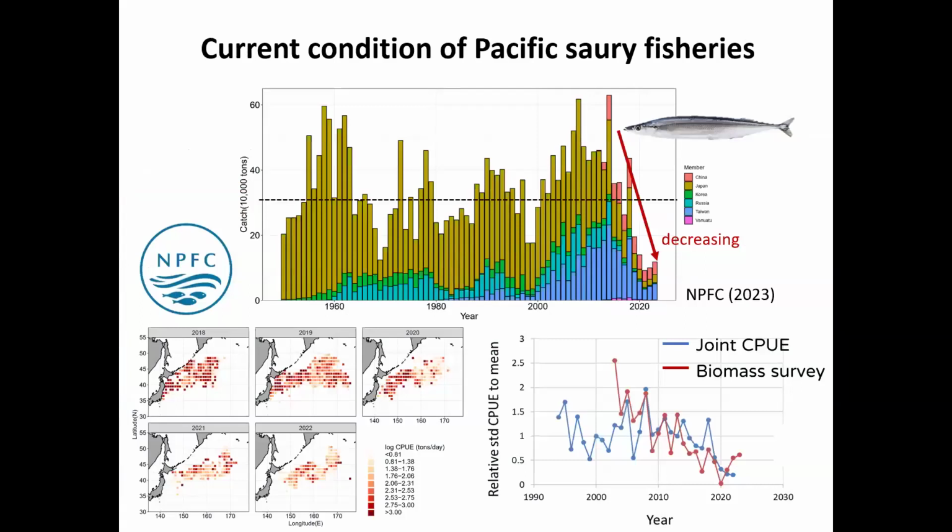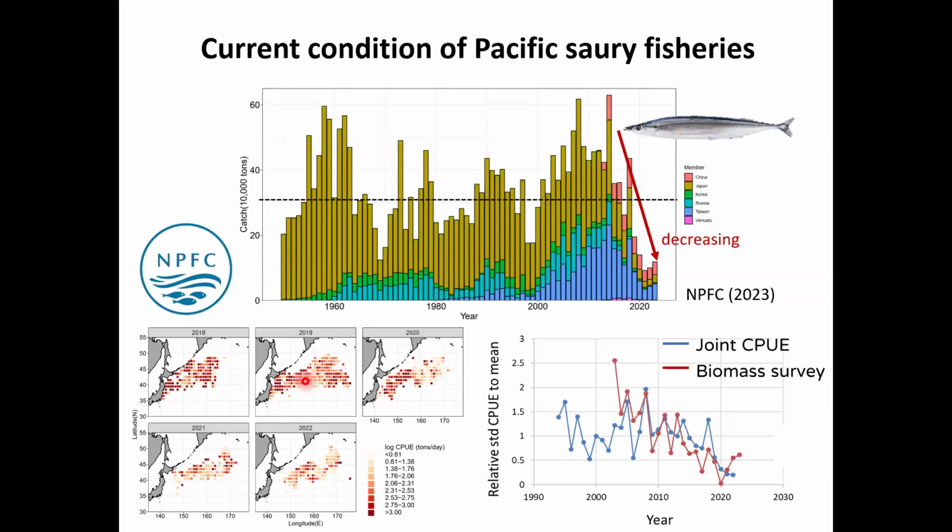Okay, so the Pacific saury is mainly distributed offshore of Japan and in the high sea of the North Pacific Ocean. According to the map of the CPUE data, you can see that the higher CPUE is distributed in the offshore of Japan and the high sea. But unfortunately, the current status of this species is not good.